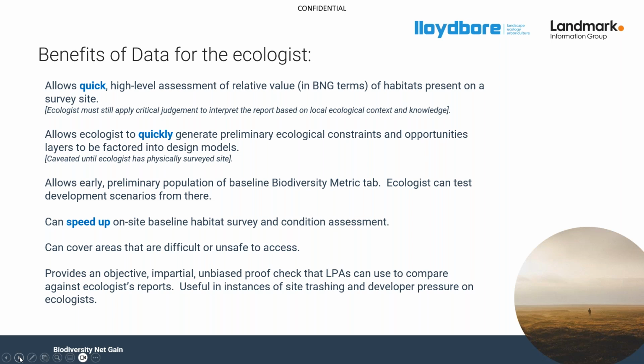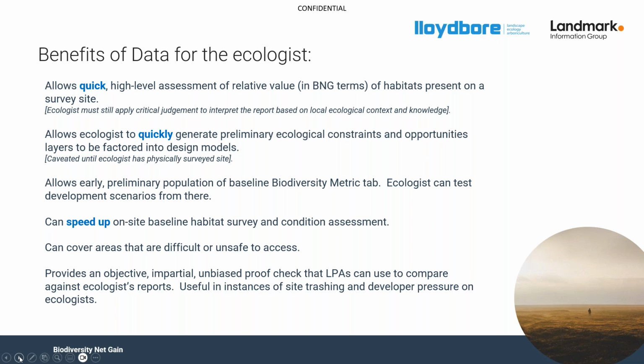There are some ways of addressing that, but largely ecologists can be quite slow to move, quite slow to get to site, and to actually conduct a baseline habitat survey, conduct a condition assessment, and understand our baseline position. So that's a problem for design teams. That can result in spatial planning that's abortive. It can result in lots of other consultants and designers' fees and time being wasted.